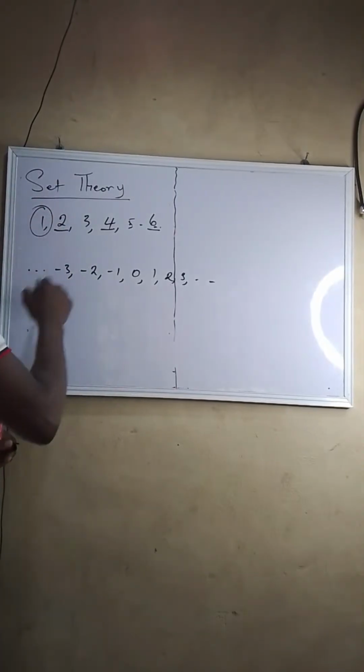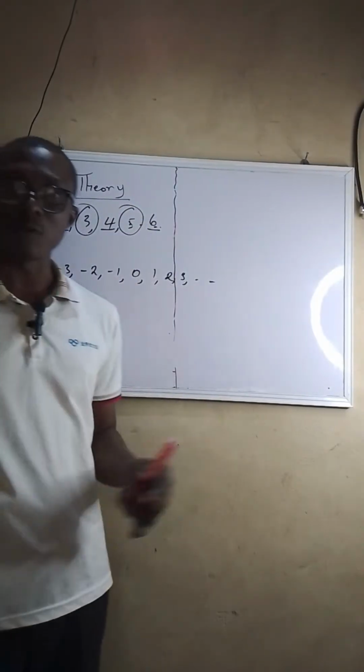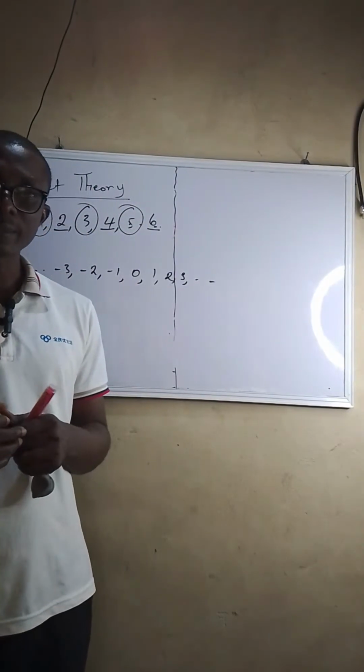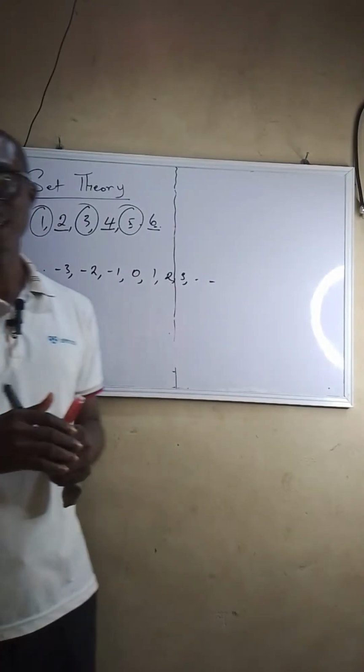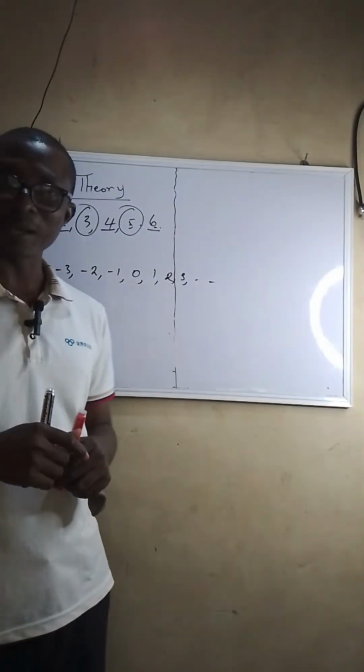For example, we have your 1, you have your 3, you have your 5, you have 7, and so on. Alright? Okay, so now let us look at another type of number which we call prime number.